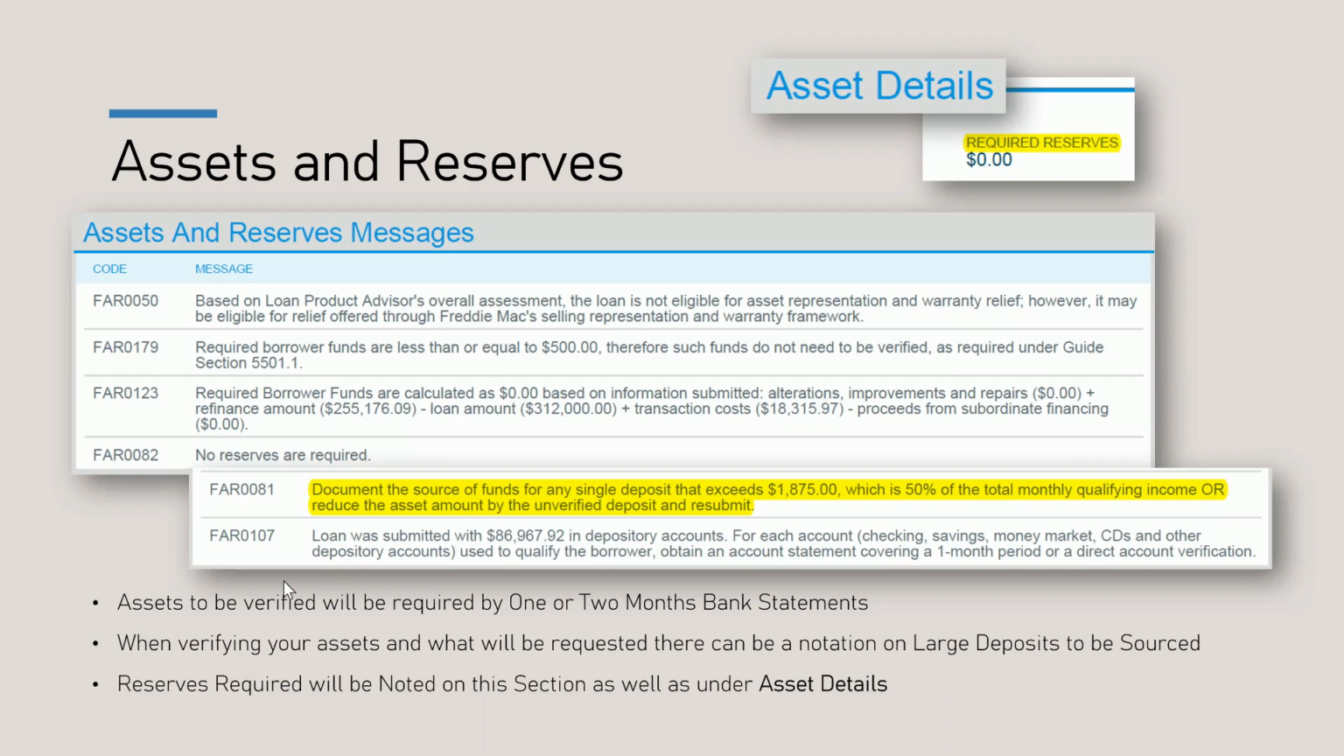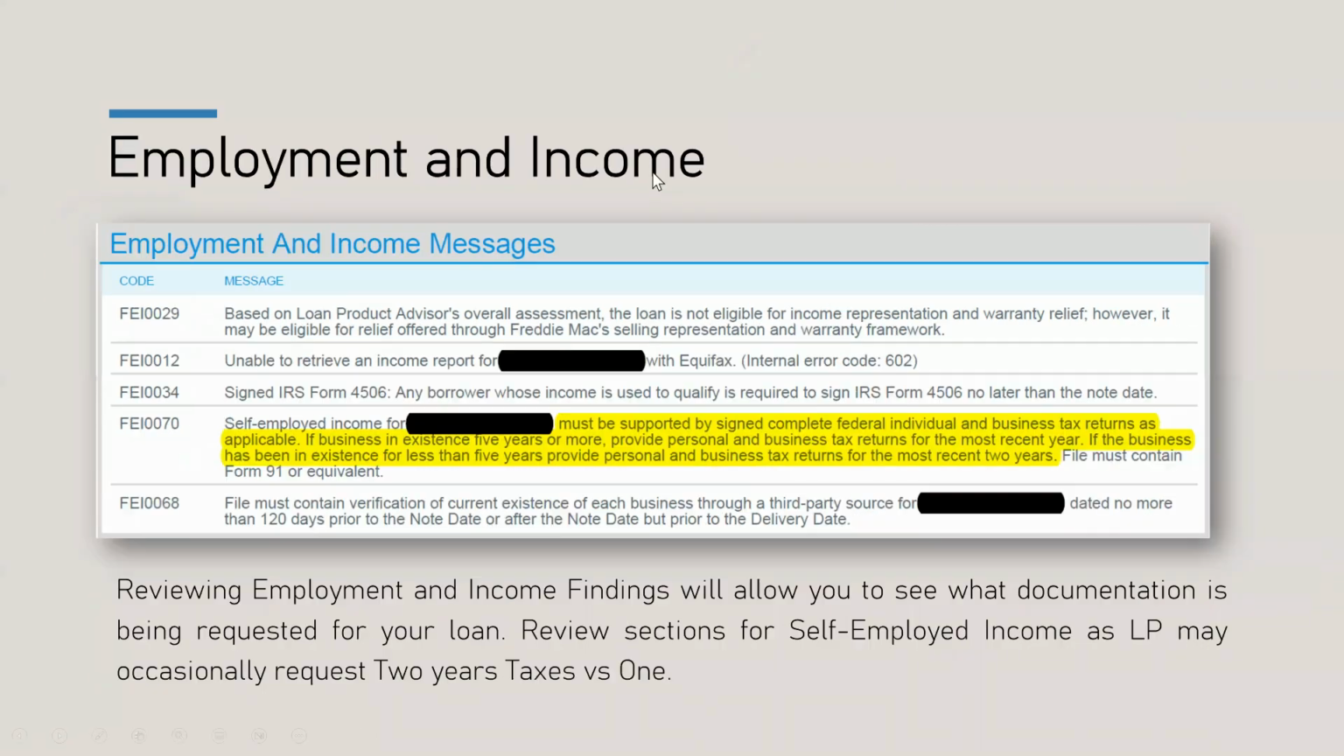Yeah, but just make sure you take a look at your LP to make sure it's not asking for any additional documentation. Most of the time it reads like this, but I've seen it where it's a huge paragraph and it says something different. So make sure you read that section where it says what it's requiring: five years or more, most recent tax year; less than 5 years, most recent 2 years. So just make sure you're reading that.